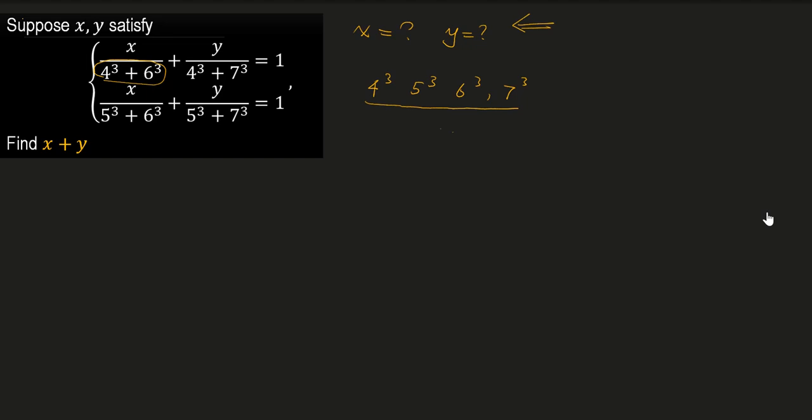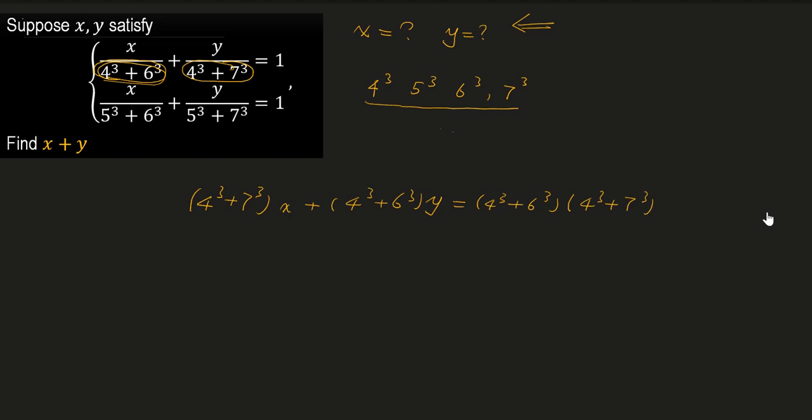So for the first equation, let's multiply the product of these two sums on both sides of the equation. And it will become 4 cube plus 7 cube times x plus 4 cube plus 6 cube times y, and that equals 4 cube plus 6 cube times 4 cube plus 7 cube.